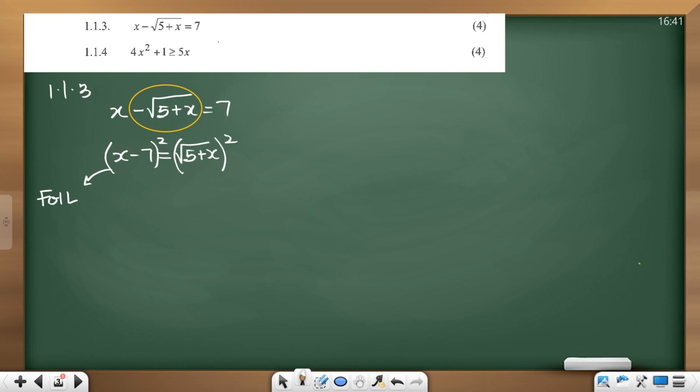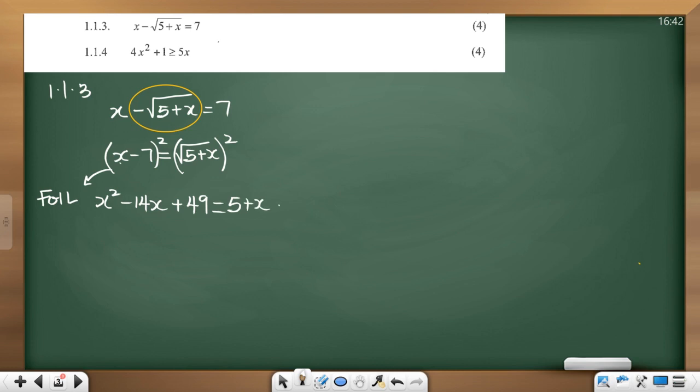I'm emphasizing that because along the line, we do get learners who make such mistakes. So, how do you FOIL? X times x. I'm sure we all know that. X squared. X times 7, or minus 7, minus 7x times 2. You know where the 2 comes from? Not the 2 at the top. We FOIL. Alright. Now, on the right hand side, the squared and the square root will take care of each other.